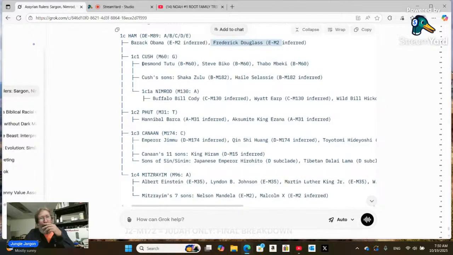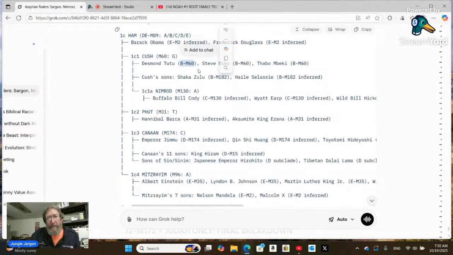Now we got Kush, of course. Desmond Tutu, BM1M60. Steve Biko, M60. We got Thabo Mbeki, BM60. Then we got Cush's other sons, because Cush had a son, Nimrod, of course, but Cush also had a number of other sons as well.